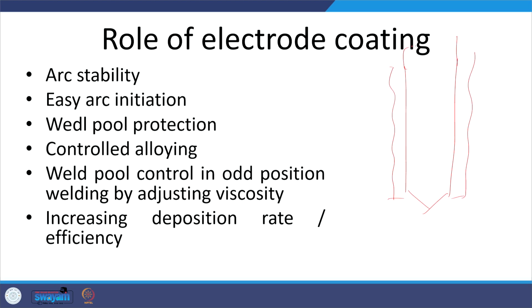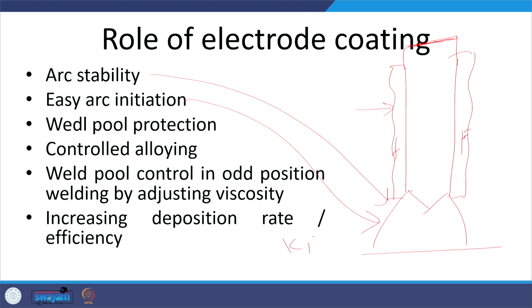So here at both the ends the core wire is open, and in between we have the flux like this. Okay. So, this flux is composed of multiple constituents, about that I will be talking in the next slide. When this flux is designed properly, it allows multiple aspects, like a stable arc is produced. So, it will help in producing the stable arc and easy arc initiation.